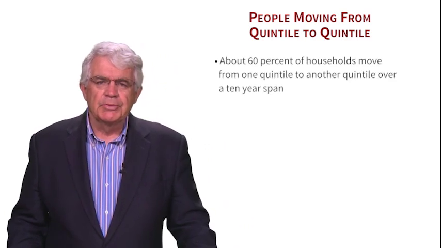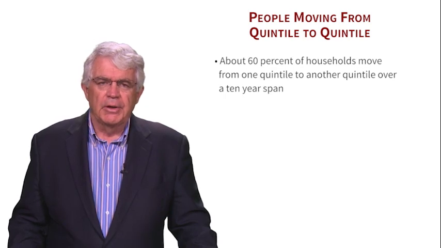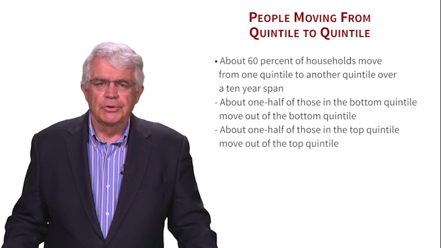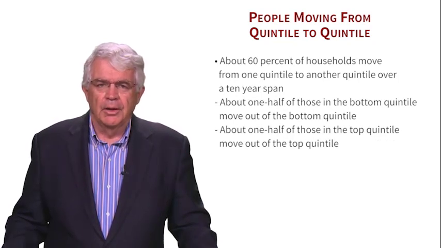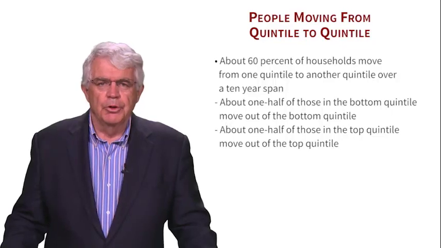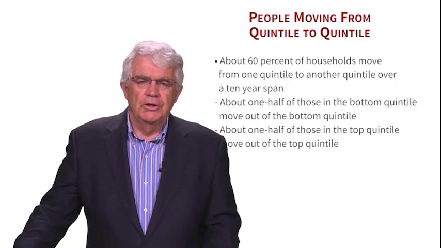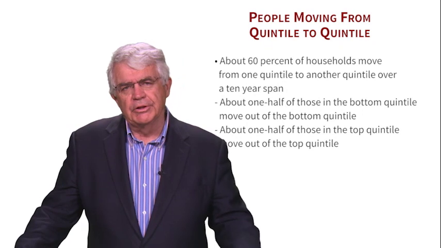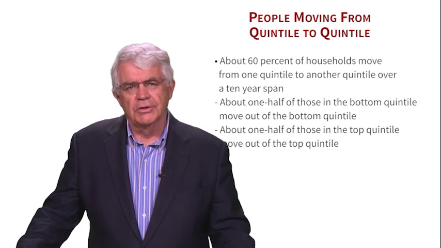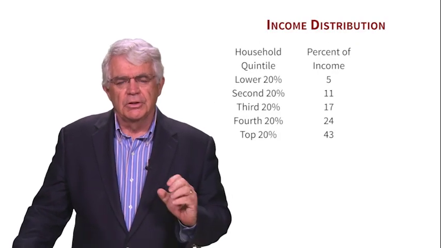It turns out about 60% of households move from one quintile to another over a decade. And about half of those in the bottom quintile move out of the bottom. And about half of those in the top quintile move out of the top quintile. We don't know where they go. They might go to the bottom, they might go to the fourth, whatever. But that's a considerable amount of mobility across the income distribution. There are some concerns that this mobility across the income distribution is getting smaller in the United States, but whether it's getting smaller or larger, you have to recognize that when you look at a table like this, it's a snapshot.